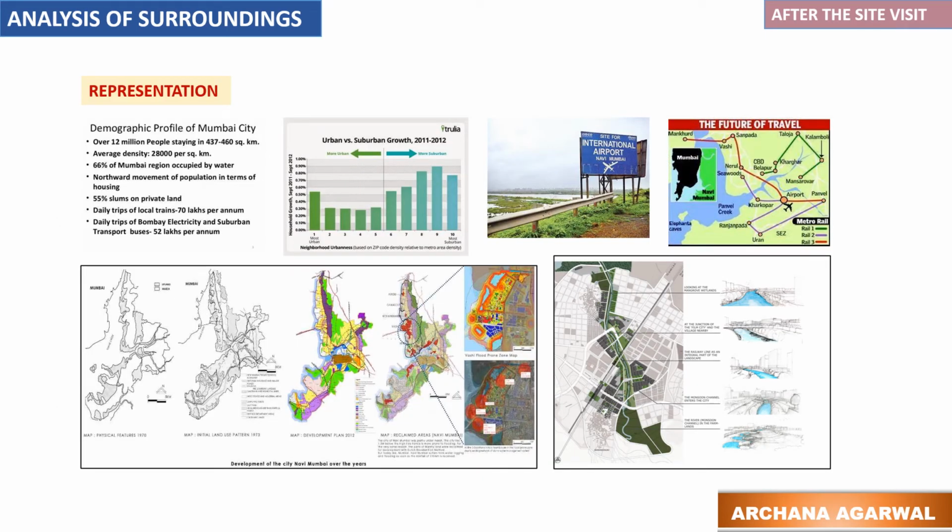The other data can be presented in the form of text, graphs, sketches, pictures, videos, maps, etc. The information that can be included is population of the place, sex ratio, age-wise distribution, history of the place, culture of the place, development of the place over the years, urban versus suburban growth, and future development plans. Any other significant information can also be added.